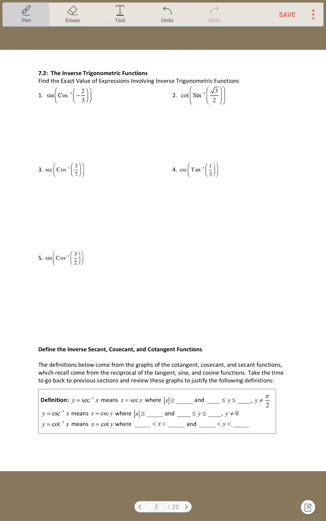Alright, so today we're going to be looking at 7.2, the inverse trig functions. Let's just get right into it. So here for number 1, we have sine of cosine inverse of negative 2/3.